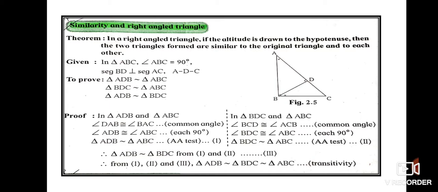Now always remember this: when you have this type of figure in the paper, a right angle triangle ABC with an altitude drawn, then you will have three similar triangles. These are very important to solve the sums.